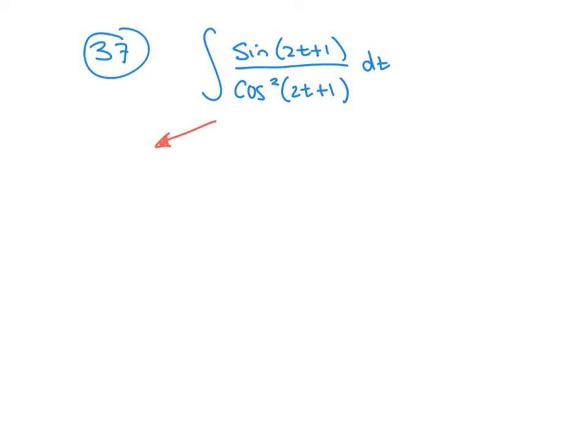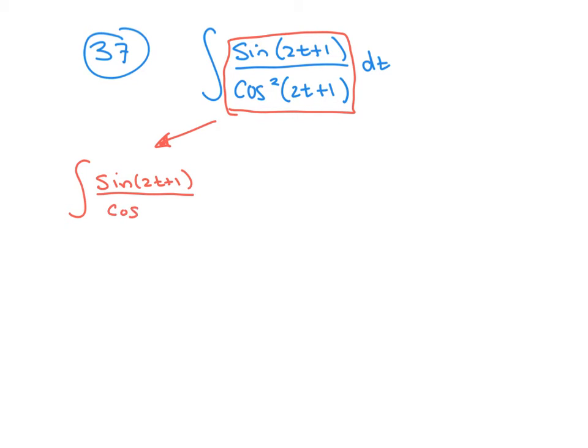So I'm going to rewrite this as, let's just focus on what's inside there. Let's rewrite this as the integral of sine of 2t plus 1 divided by cosine of 2t plus 1 times 1 over cosine of 2t plus 1 dt. Let's just see if this results in anything interesting. So now I've got sine over cosine, that's tangent, and 1 over cosine is secant.